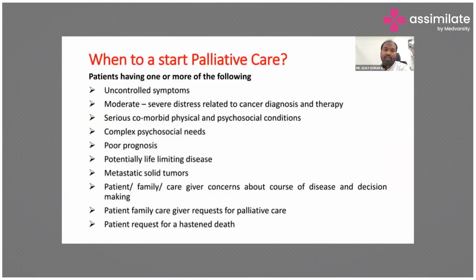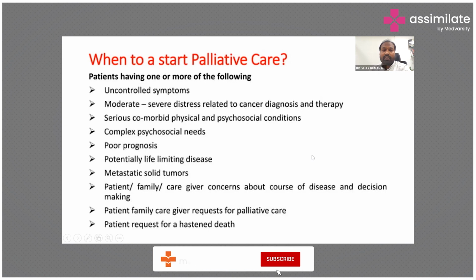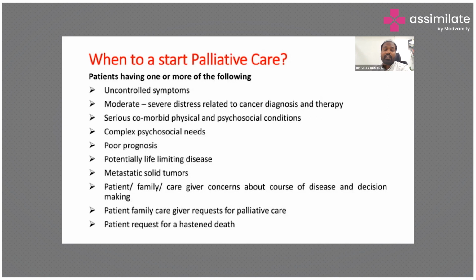following: uncontrolled symptoms, moderate to severe distress related to cancer diagnosis and therapy, serious comorbid physical and psychosocial conditions, complex psychosocial needs, poor prognosis, potentially life-limiting disease, metastatic solid tumors, patient or family or caregiver concerns about the course of the disease and decision making. Our patient, family, or caregiver gives a request for palliative care. Our patient requests to hasten death.